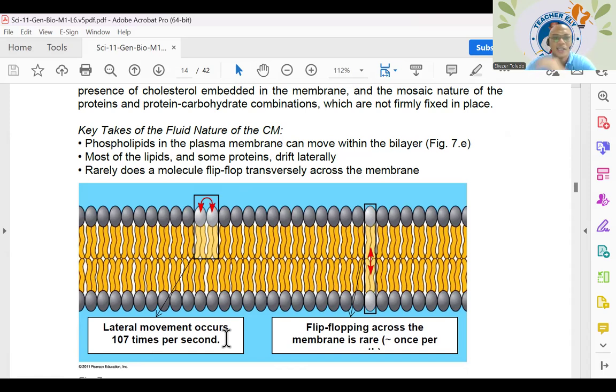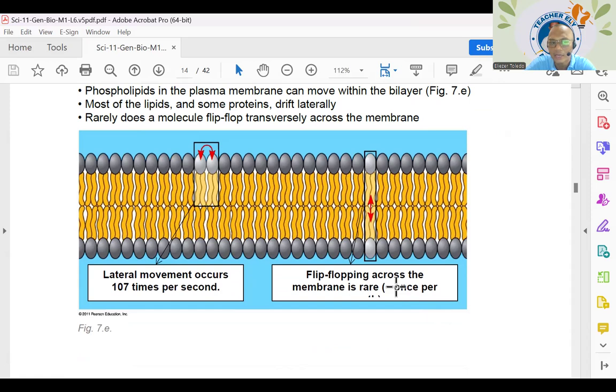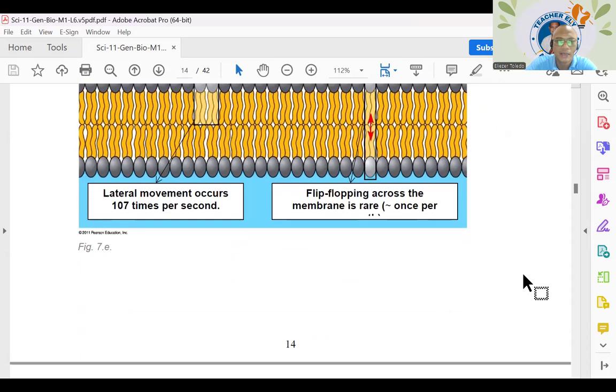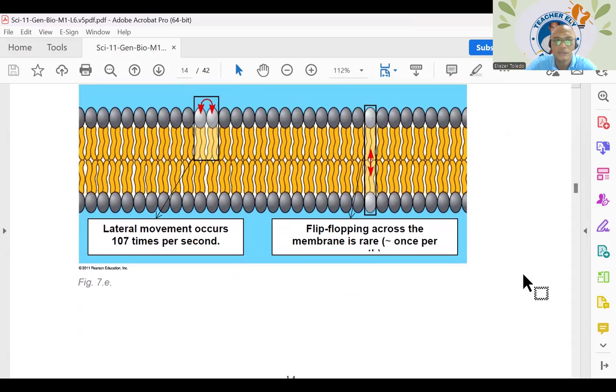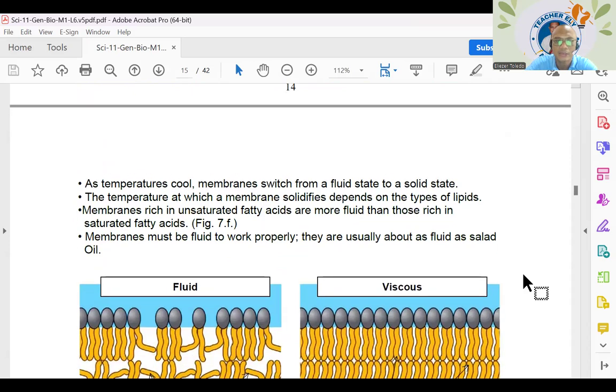But they could actually cross within each other. It is very rare for them to go down and up, down and up. Flip-flopping across the membrane is very rare. But lateral movement is actually possible.